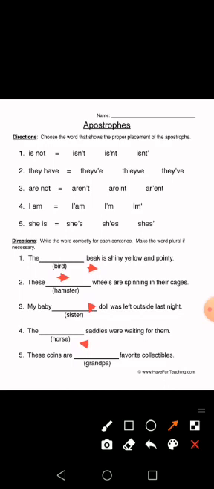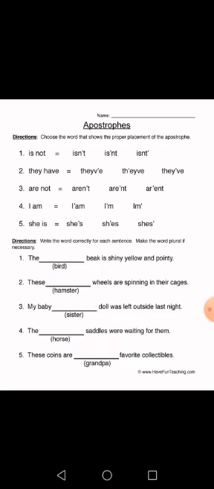Okay. These coins are grandpa's favorite collectibles. Grandpa's favorite. Okay, here you have to use the apostrophe. Okay, so those are exercises for using the apostrophe. Okay, student? So if you have any question, any comment, just let me know and ask me whatever you want. Okay, this is our lesson for today.